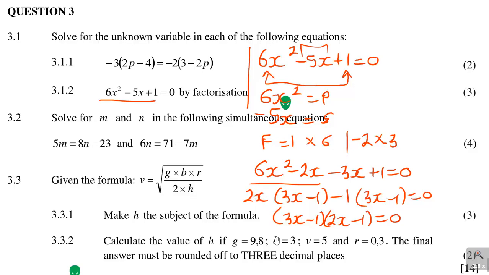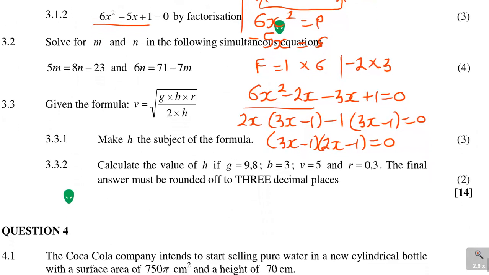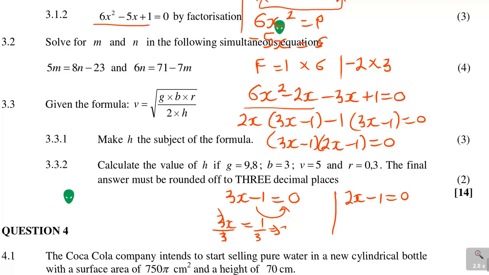Now I need to solve for x here. Therefore 3x minus 1 is equal to 0, or 2x minus 1 is equal to 0. So start with the first one. Minus 1 jumps the sign. You've got 3x is equal to 1. Divide by 3 on both sides. Then it gives you a value of x. Therefore, x is equal to 1 over 3 here.